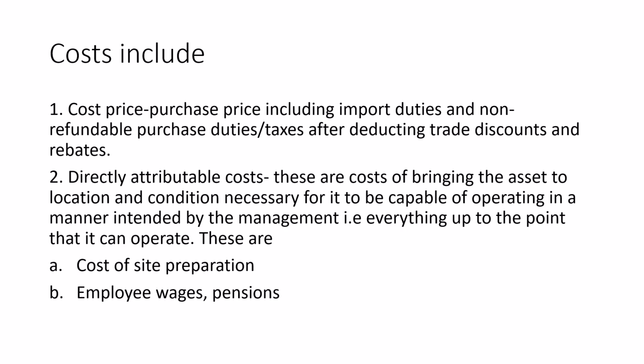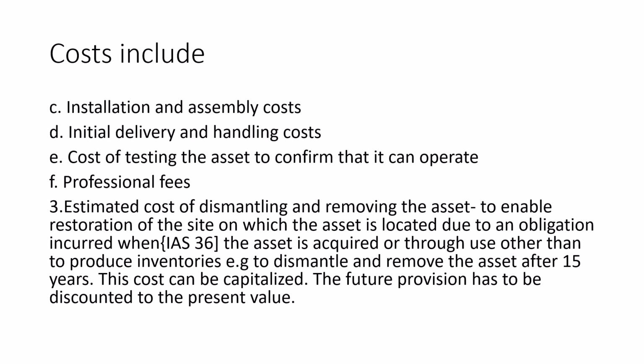Then we have directly attributable costs. These are costs of bringing the asset to the location and condition necessary for it to be capable of operating in a manner intended by the management. That is, everything up to the point that it can operate. These are costs of site preparation, employee wages, pensions. We have installation and assembly costs, initial delivery and handling costs, cost of testing the asset to confirm that it can operate, and we have professional fees.